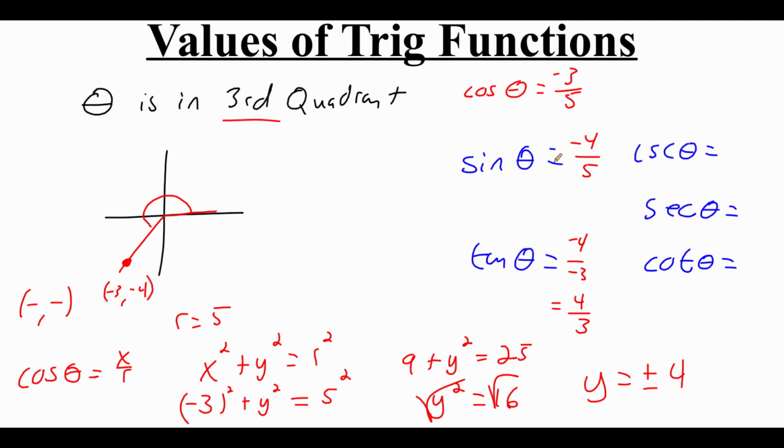For the cosecant, that's the reciprocal of the sine. So I'm going to get 5 over -4. Secant is the reciprocal of the cosine. So I'm going to get 5 over -3. And then cotangent is the reciprocal of the tangent, so we're going to get positive 3/4. So there's all of our missing trig values this time.